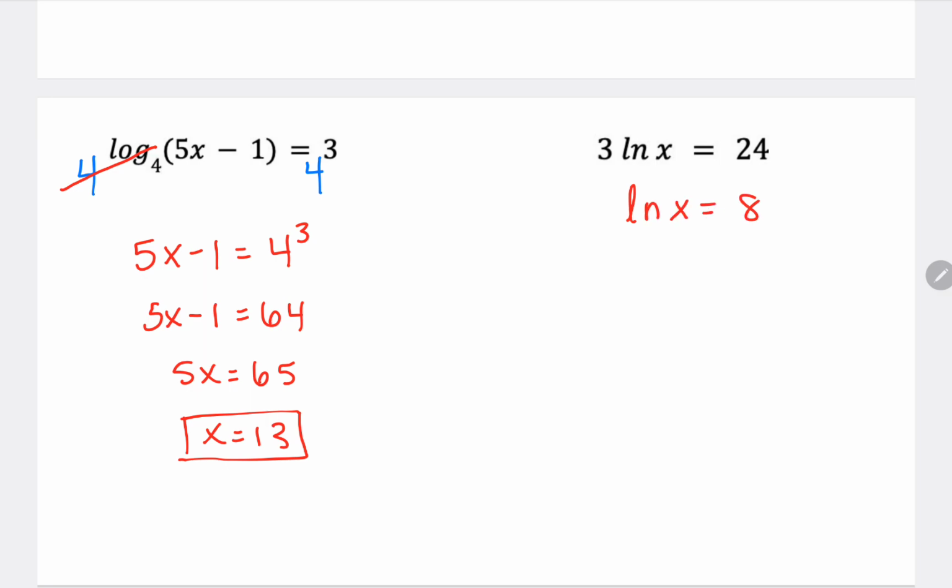Now we need to work to get rid of that log, and that log is the natural log, which means it has a base of e, which means to undo it, we need an exponential expression that has the base of e. So the base of e cancels out with the log base of e, or the ln. And so we get that x equals e to the 8th power, or if you want an approximate answer, e to the 8th power is approximately 22,980.958.